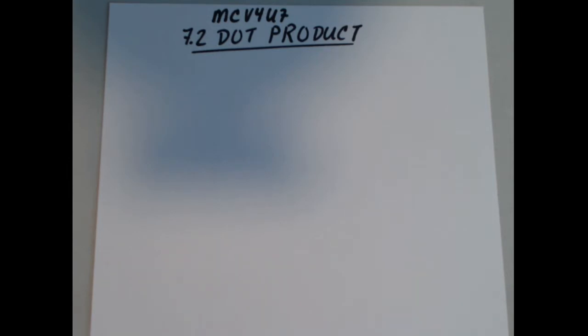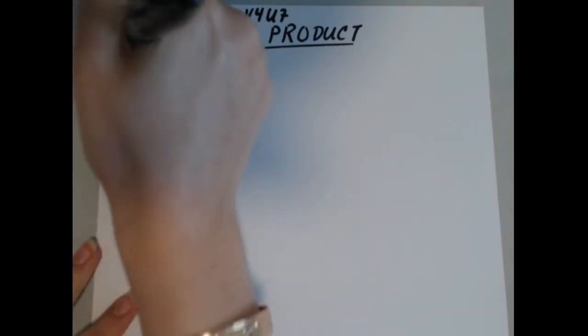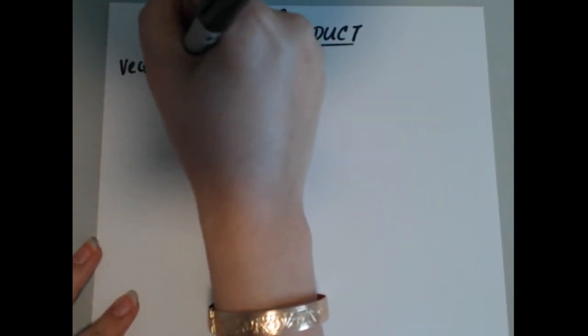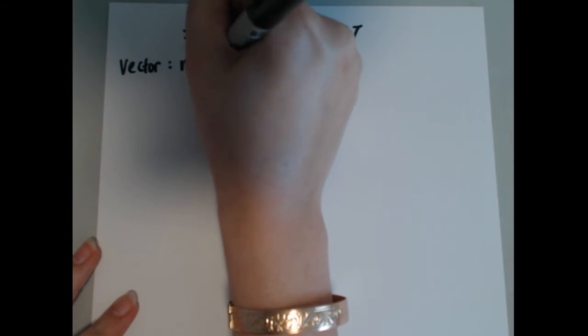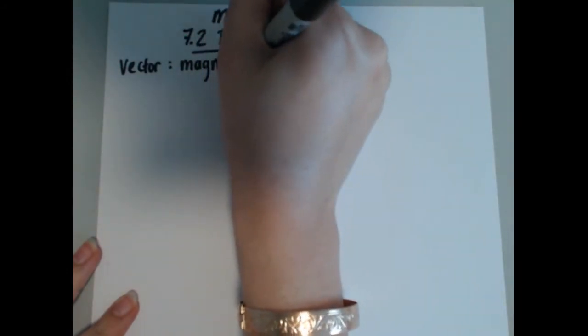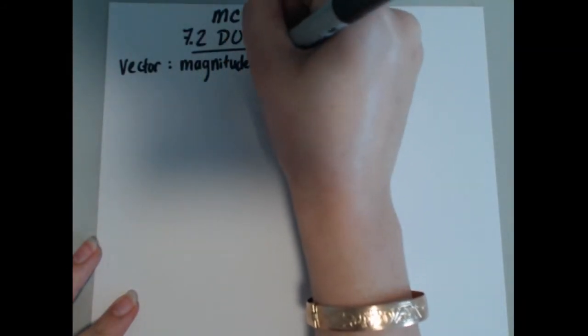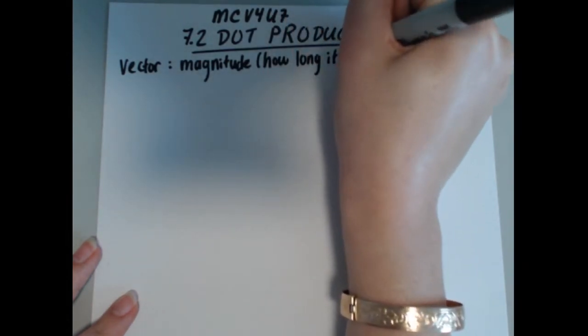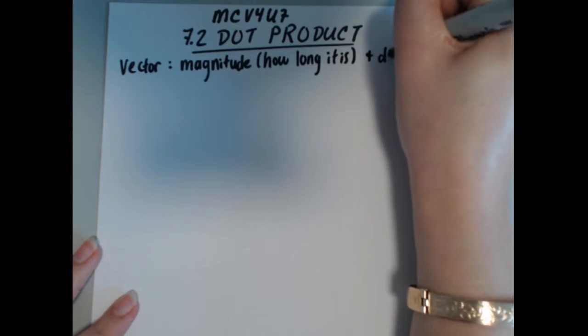All right, so let's just revisit what a vector is. A vector has both magnitude, so that would be its size or its length. Okay, so this is how long it is. And it has direction.